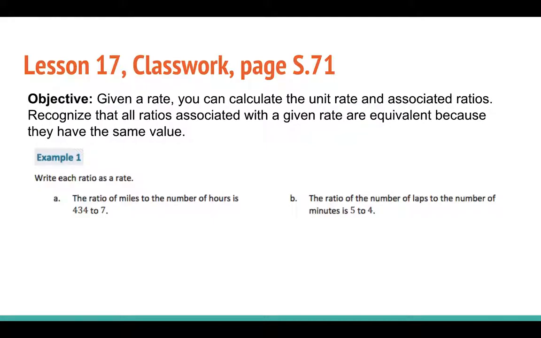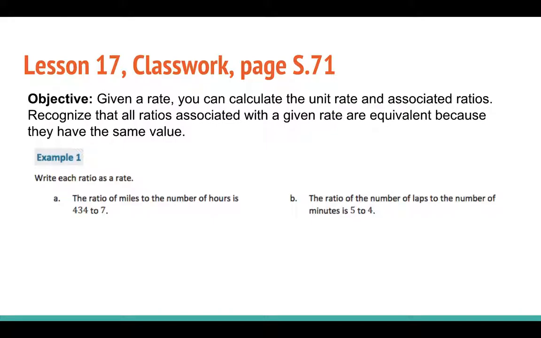Okay, on S71 is our classwork, and the objective for this is, given a rate, you can calculate the unit rate and associated ratios. Recognize that all ratios associated with a given rate are equivalent because they have the same value. Yes, guys, I'm repeating myself so that you keep hearing the same message over and over again, so that at the end of this lesson, you're not going to look at me and be like, what? Those were equivalent? Okay, they are all equivalent ratios, and that's what we're looking for.